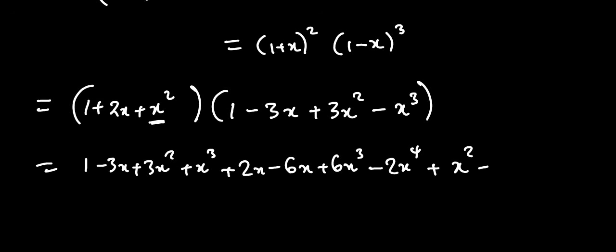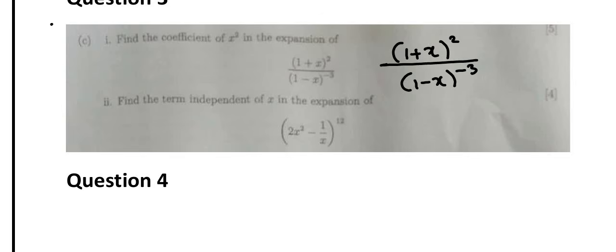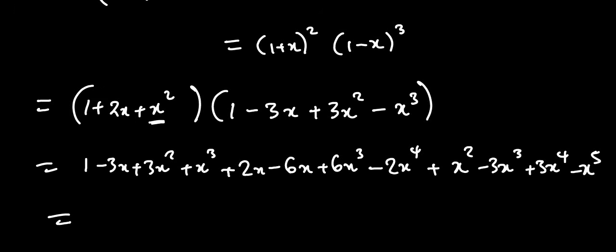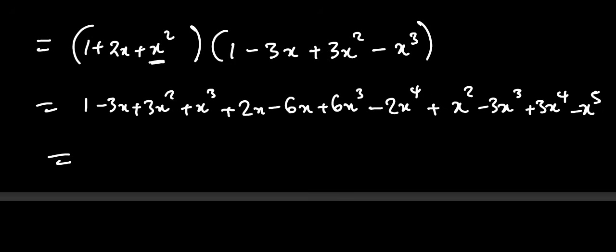It will be x squared minus 3x cubed, then plus 3x to the power 4, then minus x to the power 5. We gather the like terms. So the like terms here, according to the question, they want the coefficient of x squared. So what has x squared in this expansion? We just get things that have x squared, this and also this. So we're just going to say 3x squared plus x squared, which is just 4x squared.